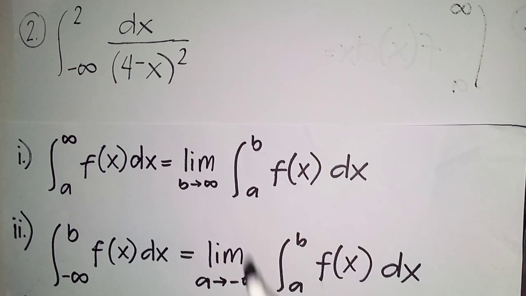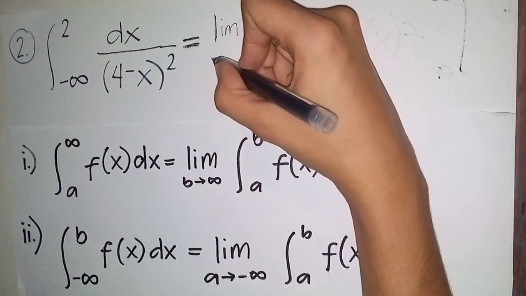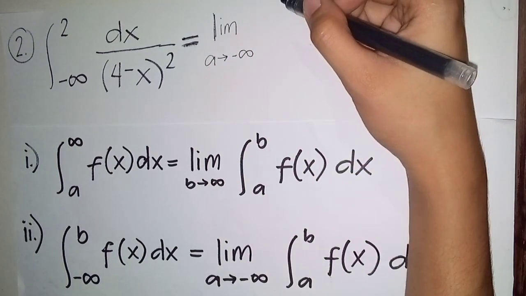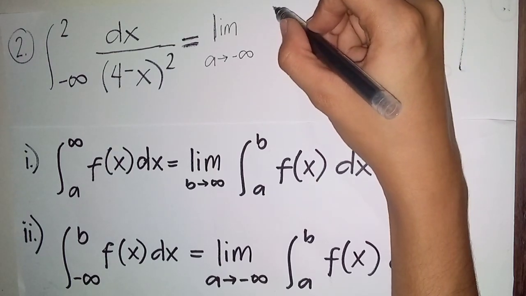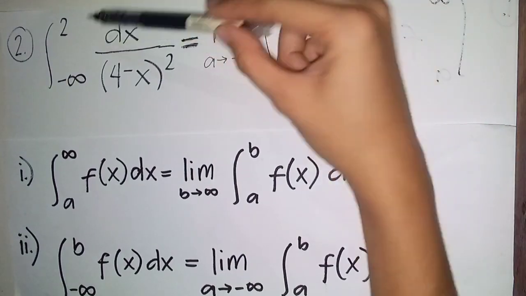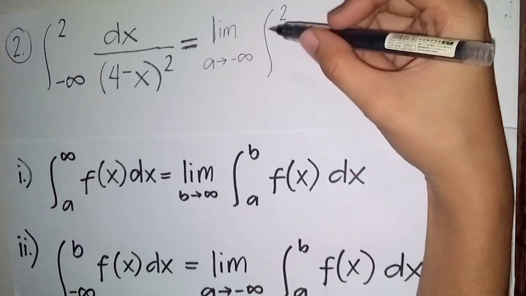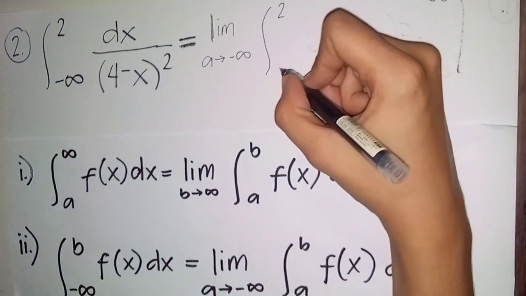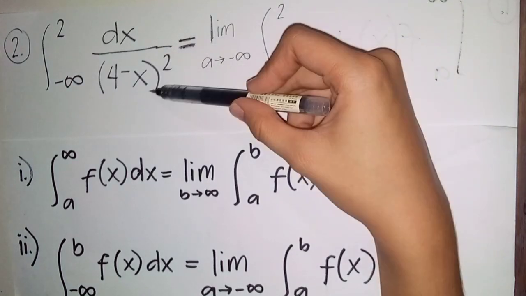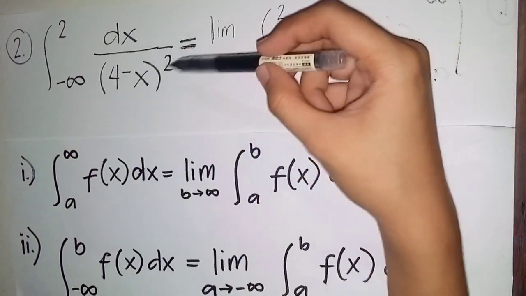Same as with our first example, let us rewrite this. Limit where a approaches negative infinity. And then copy our constant, which is 2. And then let us replace negative infinity by a. Our f of x is dx over the quantity of 4 minus x squared.